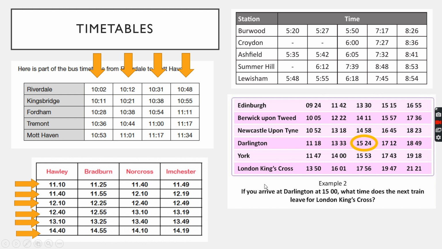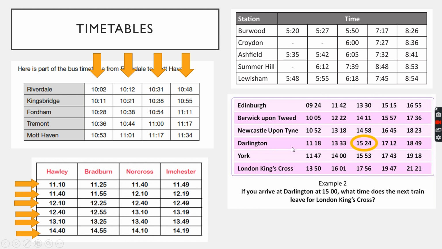In this final example, I've actually got a question that I just wanted to go through with you. So this one is, if you arrive at Darlington so that's 3 o'clock in 24-hour clock, what time does the next train leave for London King's Cross? So first of all, we know that Darlington is our place of interest. So we know we're looking at this column here. So what it's saying is, if you arrive, so if I get to Darlington at 3 p.m, what time does the next train leave to King's Cross?